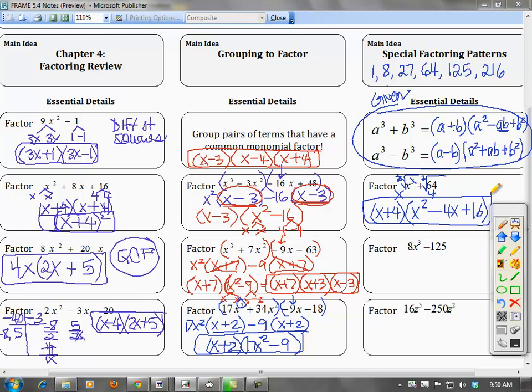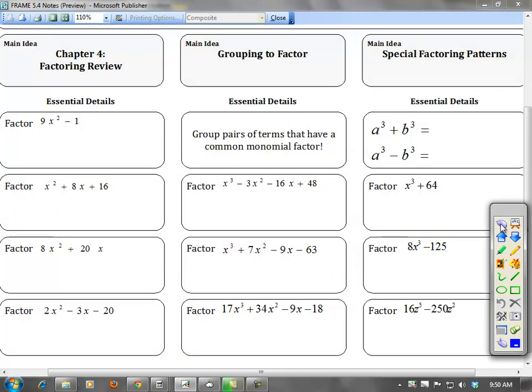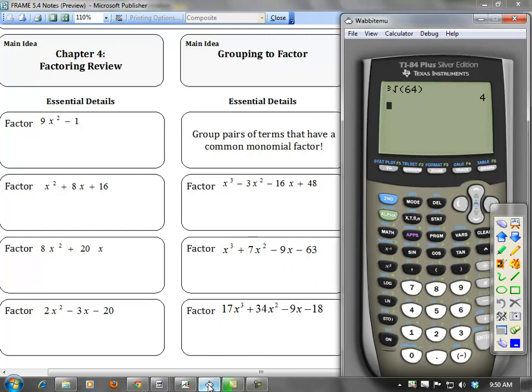If I cube root the first thing, I have to do this separately. I have to take the cube root of 8. So if I go to my calculator, I can go back to math, and I go down to the cube root of 8, and then close my parentheses, press enter. I get 2.